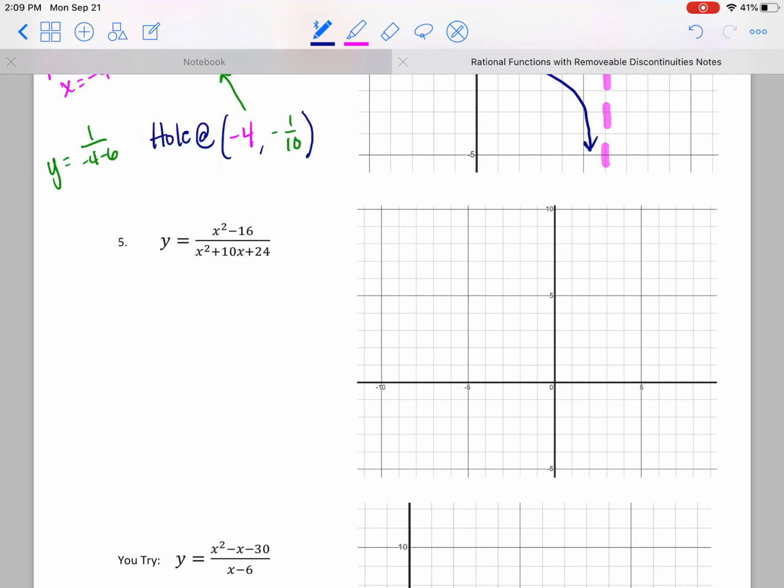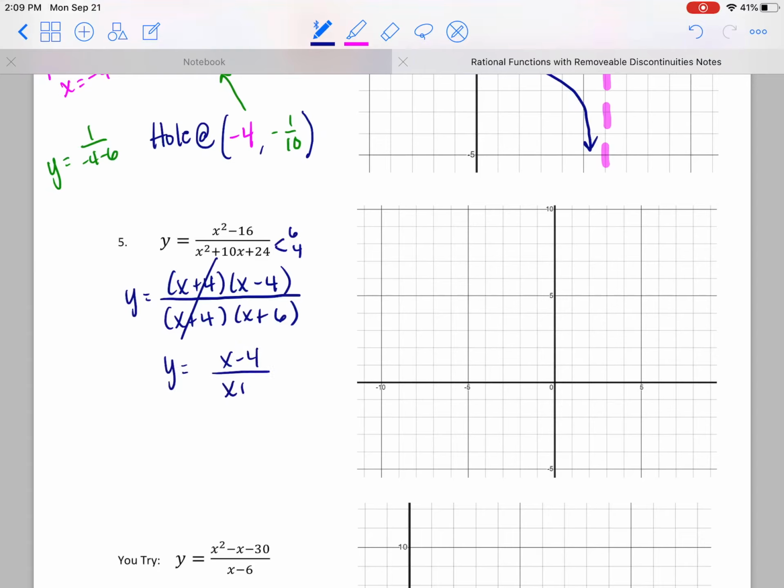Let's see. This guy is going to reduce in the numerator and denominator. So the numerator is a difference of squares. x squared minus 16 becomes x plus 4, x minus 4. And the denominator, factors of 24 that make 10 are 6 and 4. So we have an x plus 4 and an x plus 6. So my simplified function is x minus 4 over x plus 6.